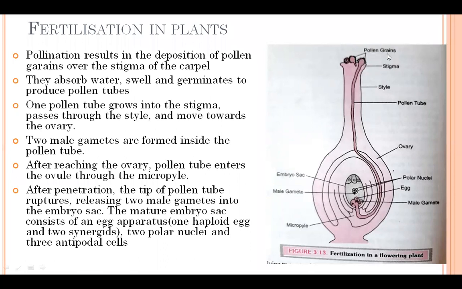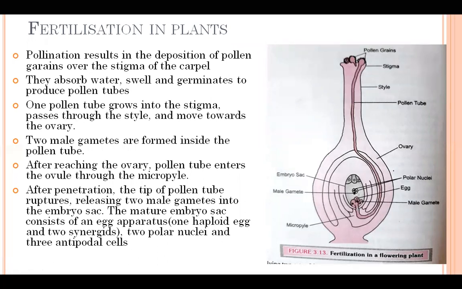So the first step is pollination, in which the pollen grains land on the stigma, absorb water, swell, and germinate to produce the pollen tube. During this germination, 2 male gametes are formed in the pollen tube, and the tube goes deep down into the embryo sac. As soon as it enters the embryo sac, it ruptures and releases the 2 male gametes.